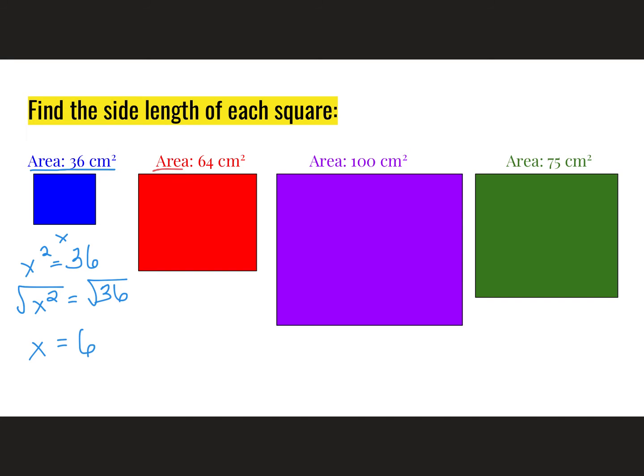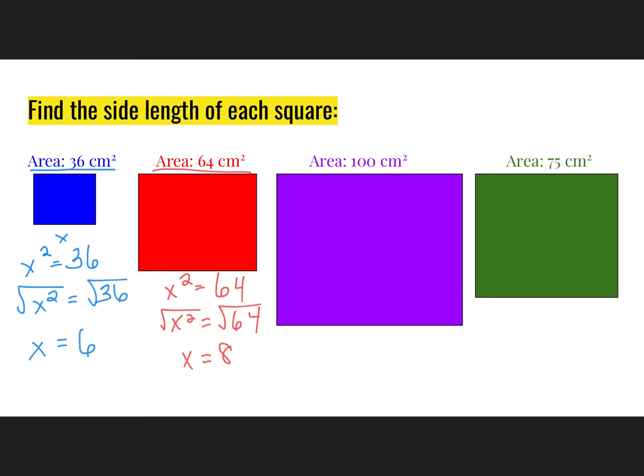Here I have an area of 64 centimeters. So I know that x squared equals 64. I'm going to take the square root of both sides, so the square root of x squared equals the square root of 64. If you don't know how to do this on your calculator, you can come see me. So x equals 8, because 8 times 8 is 64.